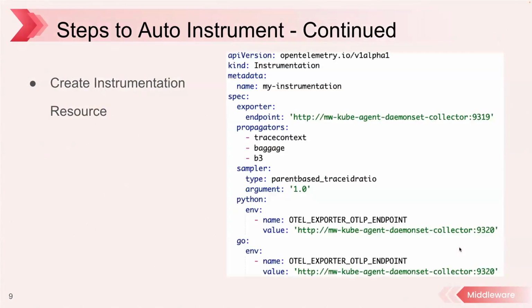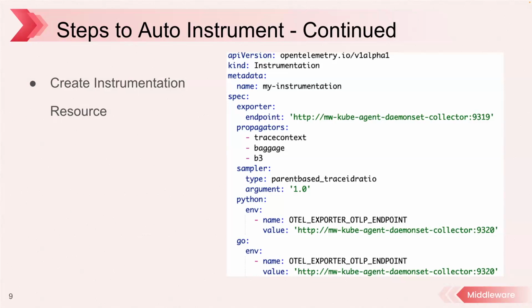The third thing you need to do is something I mentioned before, which is to create an instrumentation resource where you can specify how you want to instrument. Auto instrumentation should work for your different languages. Let's say you have Python and you want to export Python traces to this endpoint. In this case, both Python and Go are exporting to the same endpoint, but you could configure them differently to ship them to different endpoints.